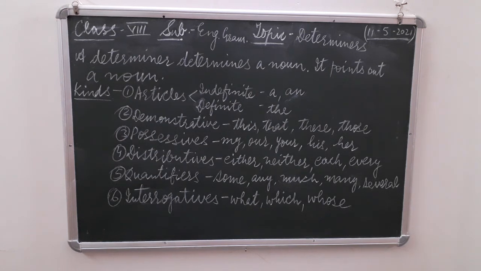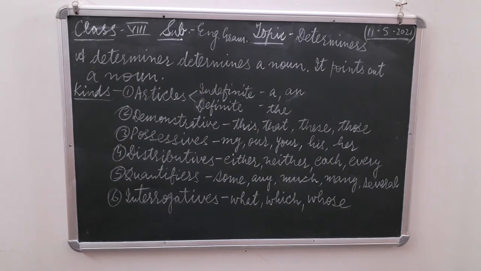The is also used before universal facts. It may be the sun, the moon, the earth, the sky, the equator. For example, the earth revolves round the sun. We also use article the before directions. For example, the sun rises in the east.